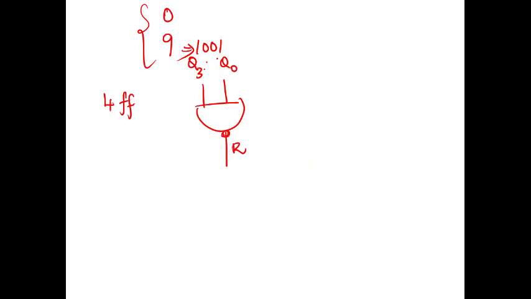So for this 0 to 9, it's a decimal counter, otherwise said to be a decade counter. Modulo decimal counter, BCD counter, or a decade counter. It's a modulo N counter also. Modulo N means N is 9 here.